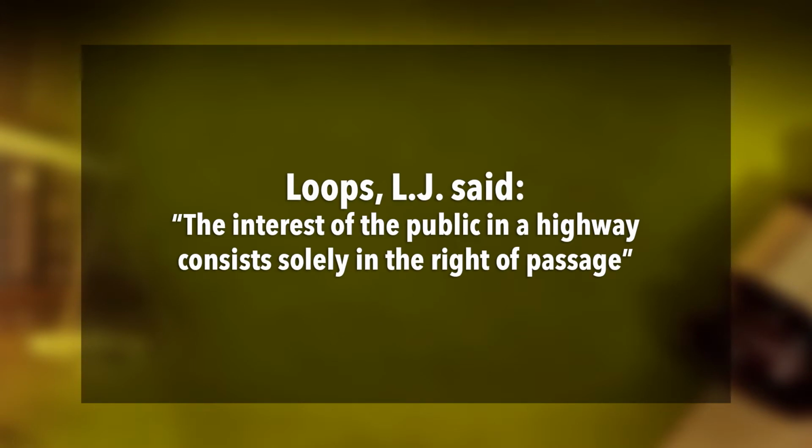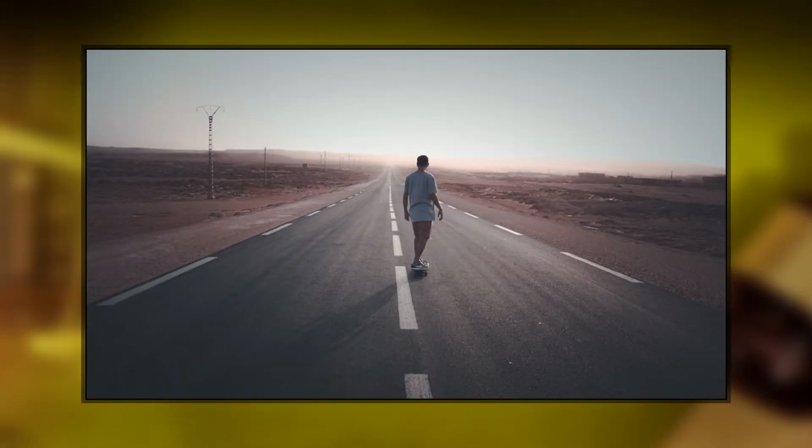Justice Loops said that the interest of the public in a highway consists solely in the right of passage. As one of the judges observed, highways are no doubt dedicated prima facie for the purpose of passage. Other things are done upon them by everybody which are recognized as being a reasonable and usual mode of using a highway as such. If a person on the highway does not transgress such reasonable and usual mode of using it, I do not think that he will be a trespasser.